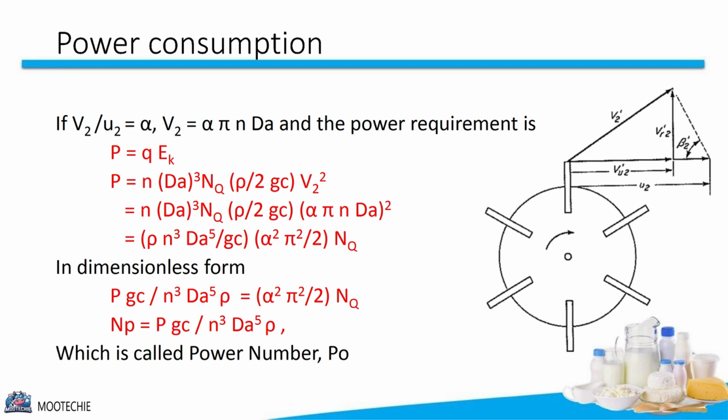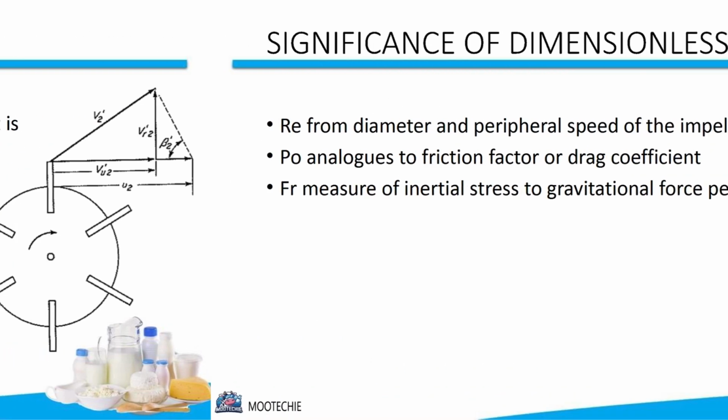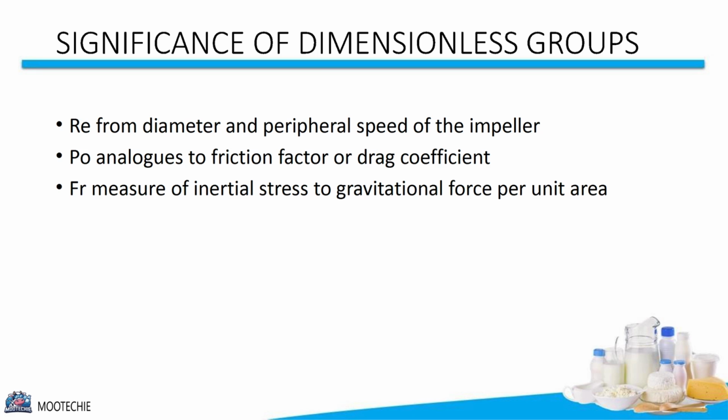By substituting and rearranging these equations, we arrive at a dimensionless group called the power number Po. The power number is defined as P times gc divided by n cubed times dA to the 5th power times the density ρ. The significance of these dimensionless groups is key.